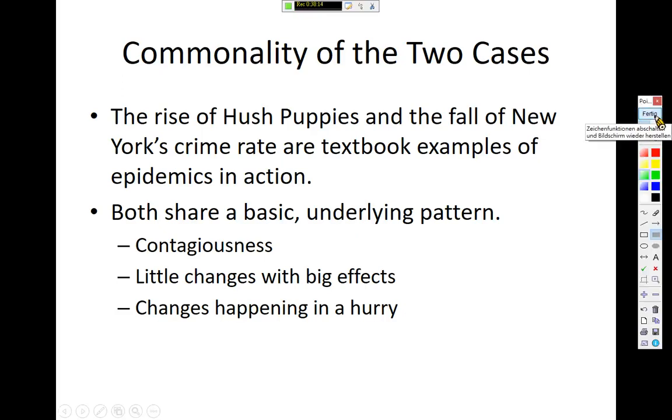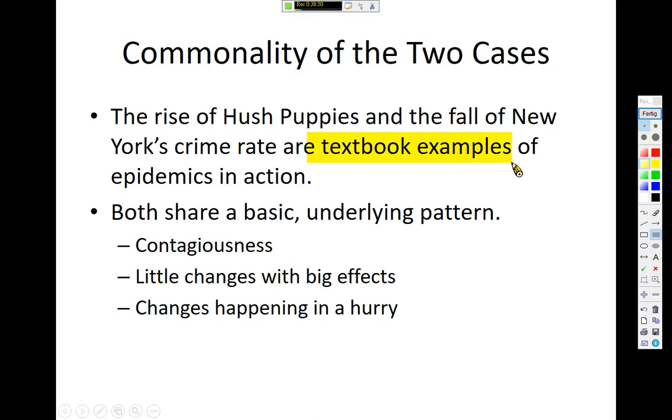We use the tipping point to understand the commonality of the two cases, the rise of hush puppies and the decline, the drop of the crime rate in New York City. Basically, these two examples are the so-called textbook examples of epidemics in action. Epidemics in action both share a very basic underlying pattern, although the two events happen in different ways, right?